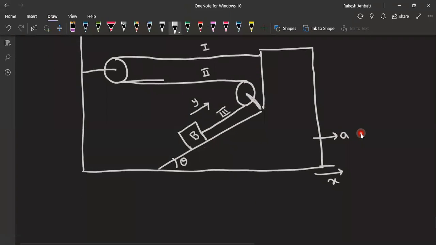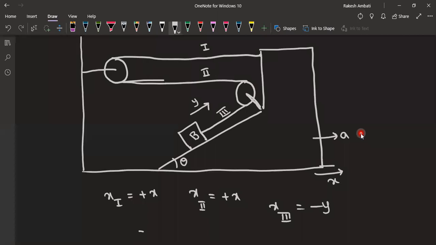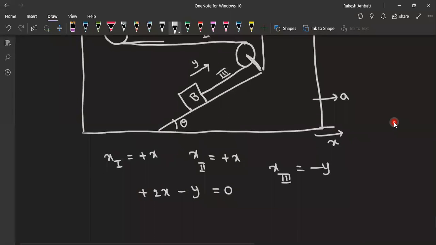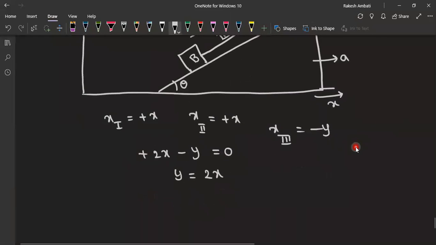So the first segment increases by x, the second segment increases by x, the third segment decreases by y. Therefore, the total elongation is plus 2x minus y, but the total elongation is 0. By simplifying, we get y equal to 2x. If you differentiate one time, we convert into velocity. You differentiate one more time, we get acceleration.